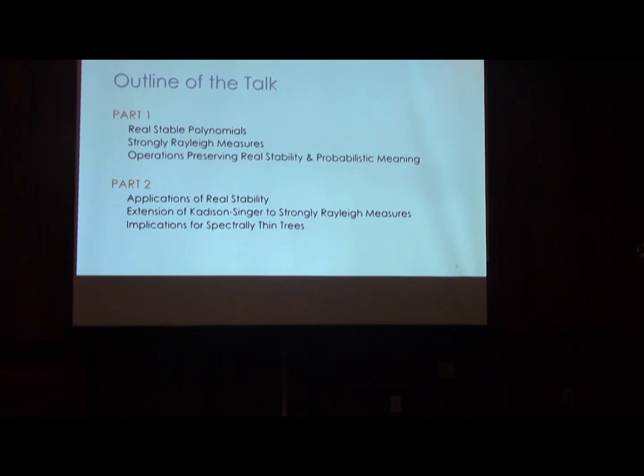So for the first part, I'm not going to be talking much about asymmetric TSP. That part is the one after the break. So for the first part, I'm going to be talking about real stable polynomials. I'm going to define them in a second. Then I'm going to move on to their connection to probability theory, and especially this notion of strongly Rayleigh measures. Then I'm going to be talking about operations that preserve the property of being strongly Rayleigh, or the property of being real stable. And I'm going to be talking about what these operations mean in the probabilistic setting.